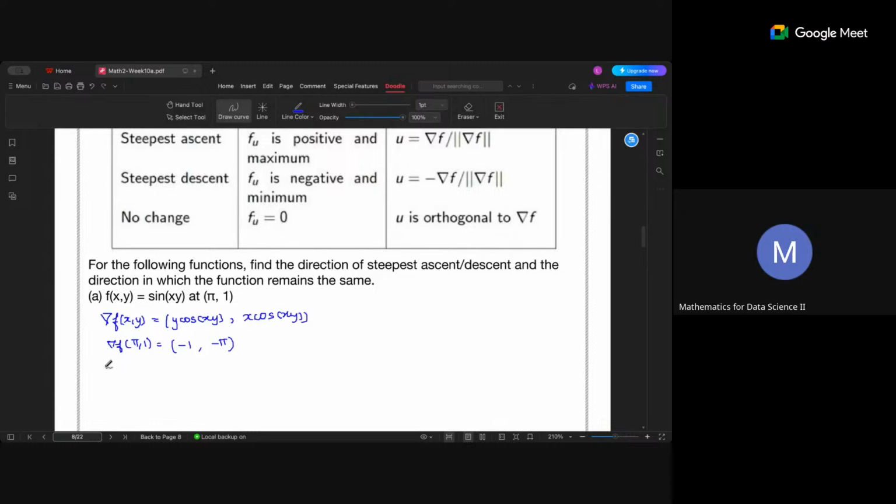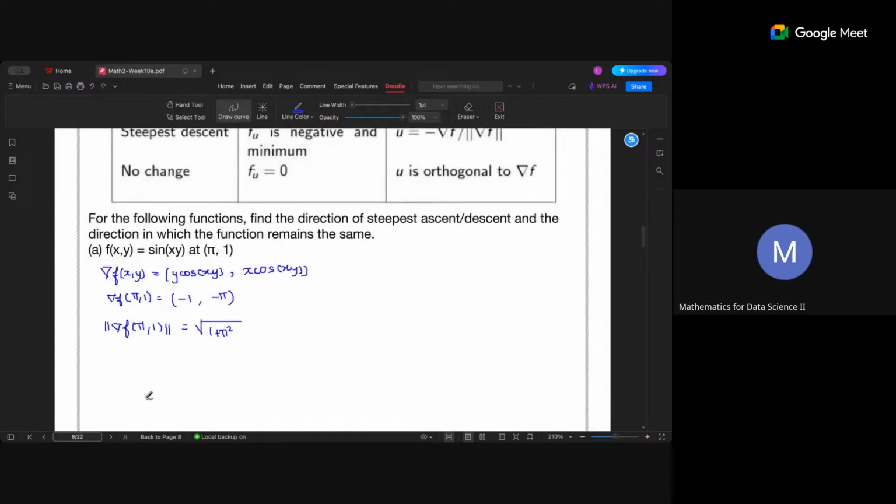Now what is the norm of del f at (pi, 1)? Square root of pi squared plus 1. Okay. Now what is the direction of steepest ascent?